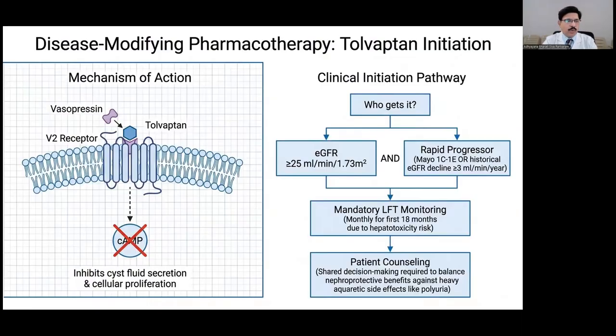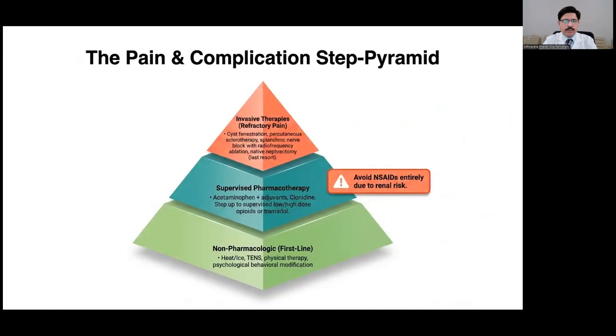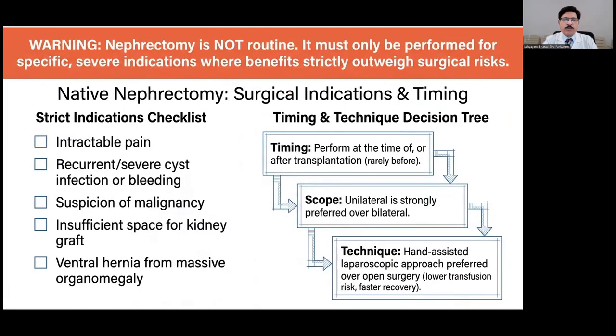Now, this is the tolvaptan story. We already got it. We saw this slide. And finally, the pain and complications step pyramid: non-pharmacological therapy, then supervised pharmacological therapy, avoiding NSAIDs, and finally invasive therapies for refractory cases. We can use the invasive therapies.